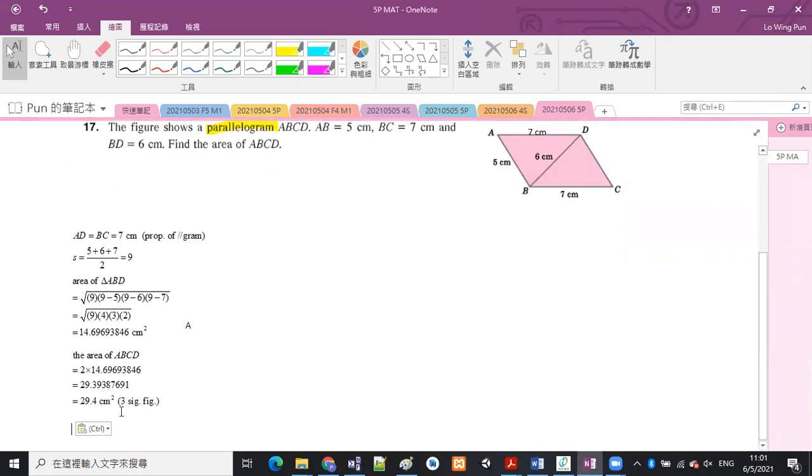Can you get this answer? So these two parts will be the Heron's formula. Finding S and then finding the square root, and then just multiply the answer, this area of triangle, by 2.